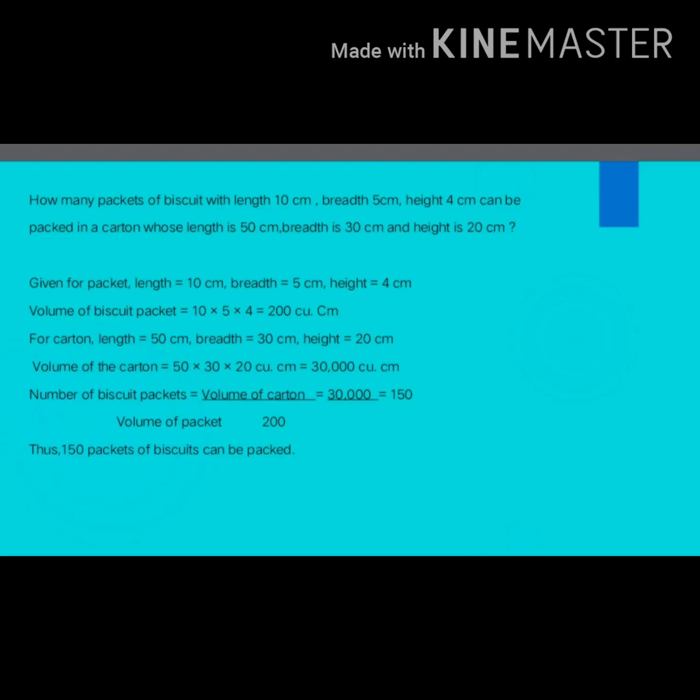So let us see now the measurements of carton is 50, 30, 20. The formula is length into breadth into height. I'll get 30,000. The volume of biscuit packet is 10 into 5 into 4, which is 200. Now I divide the volume of carton by the volume of packet. That will give me 30,000 divided by 200, which is equal to 150. Thus 150 packets of biscuits can be packed.